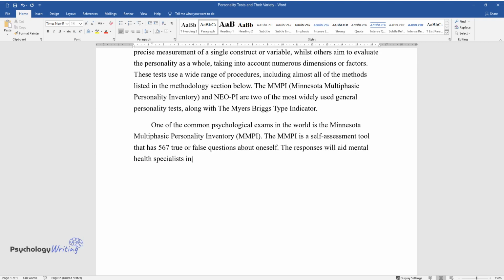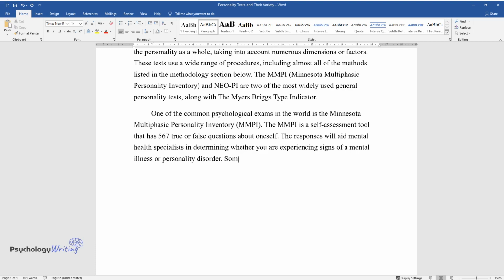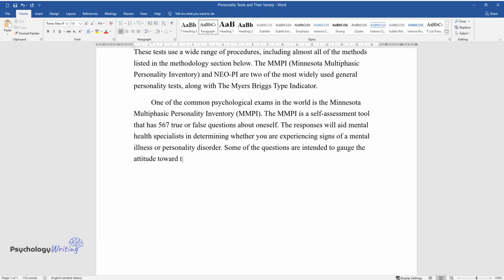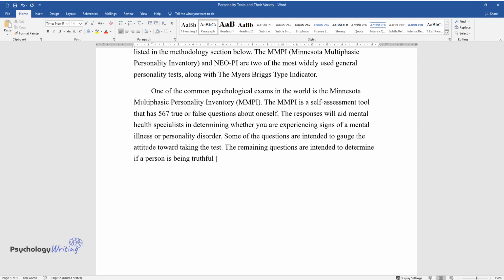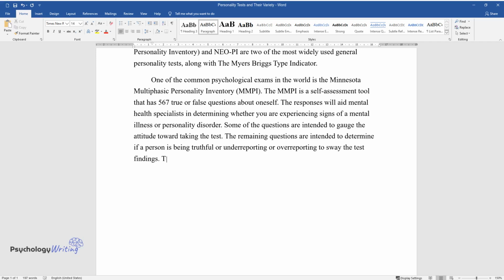The responses will aid mental health specialists in determining whether you are experiencing signs of a mental illness or personality disorder. Some of the questions are intended to gauge the attitude toward taking the test. The remaining questions are intended to determine if a person is being truthful or underreporting or overreporting to sway the test findings. The MMPI exams are used to measure mental health status on 10 distinct scales.